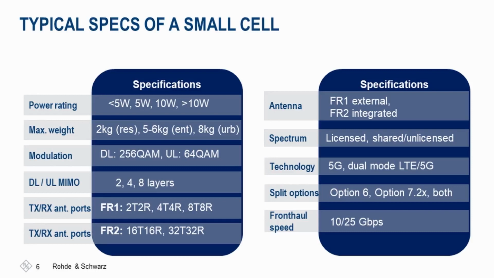Spectrum, it can operate in licensed band, unlicensed band, and shared band. So the technology, it can be 5G standalone or a dual mode, LTE and 5G. Coming to the split options, option 6 and option 7, or both. Option 6 and option 7, this we will deal with in the next slides. And fronthaul speed 10 or 25 gigabits per second.